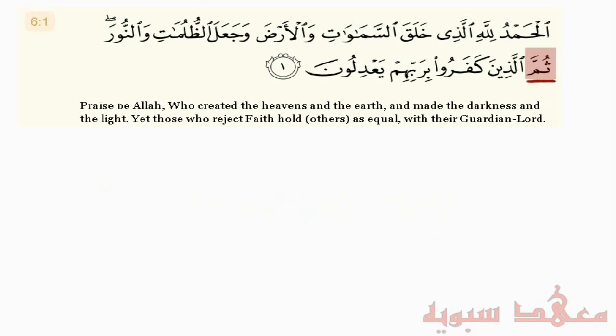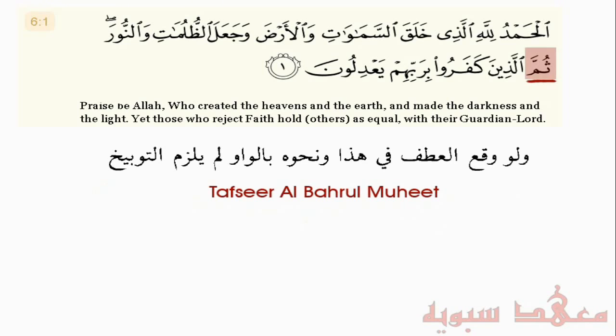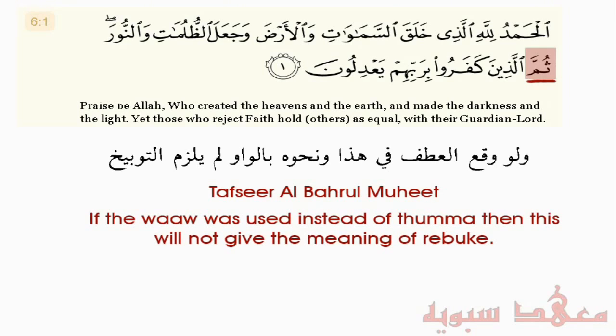Now what I'm going to show you here is from a tafsir called Al-Bahr al-Muhit. So what I'm going to do is I'm going to quote the Arabic. This is the quote in the tafsir, and that's the translation of it. So I'll just read the translation for the moment. It says, if the waw was used instead of thumma, then this will not give the meaning of rebuke. So what waw does, it just joins between the two sentences above.